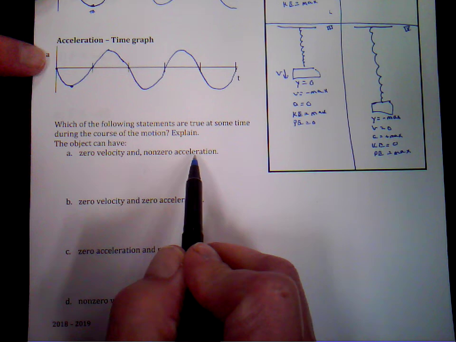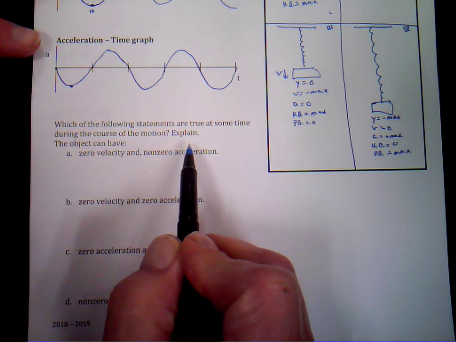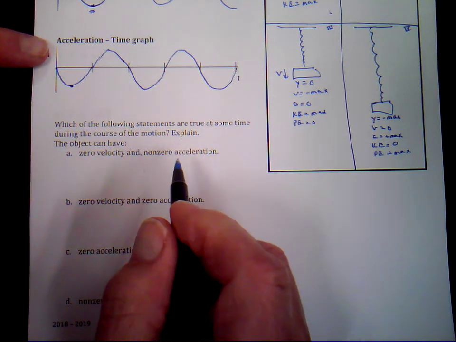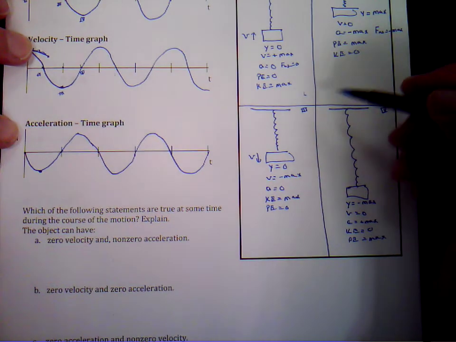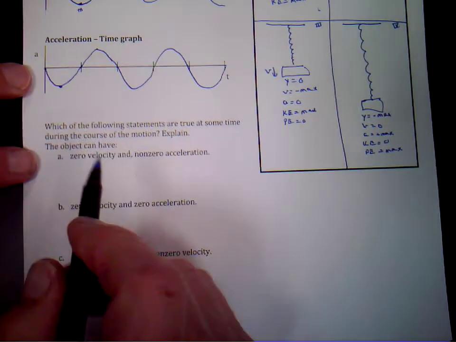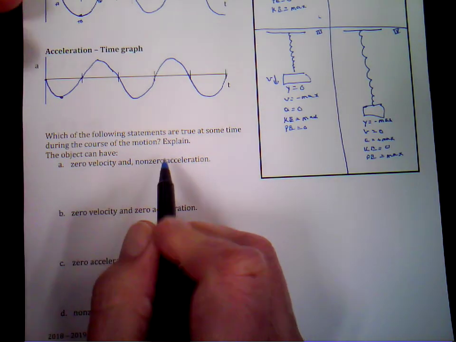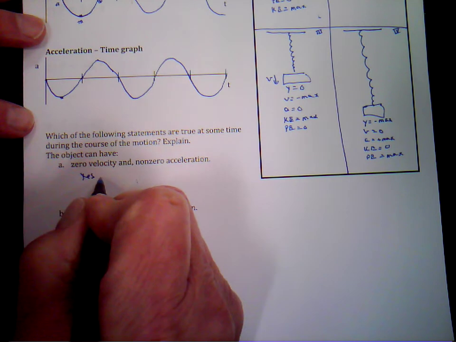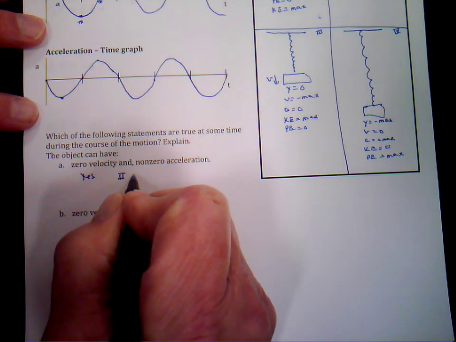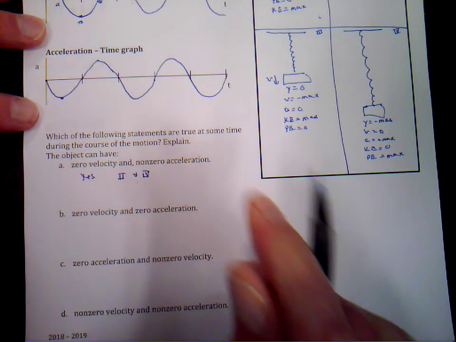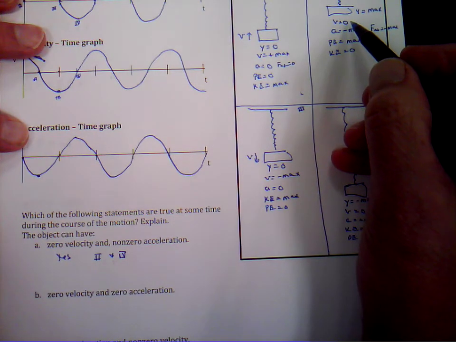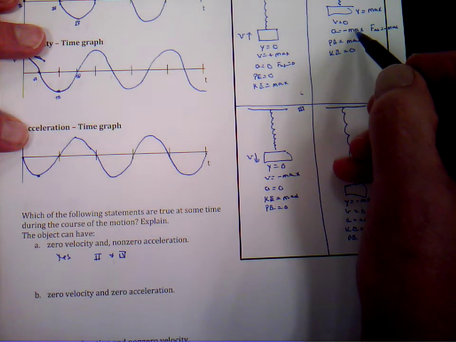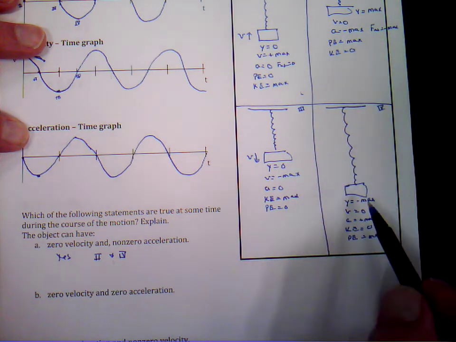Zero velocity and non-zero acceleration. Is this true or not? Can this simple harmonic motion, this mass moving on a spring, oscillating up and down, have zero velocity and non-zero acceleration? Yes, it can. The positions, position 2 and 4. Let's look at position 2. It has zero velocity and non-zero acceleration. It has a maximum acceleration. And also position 4.